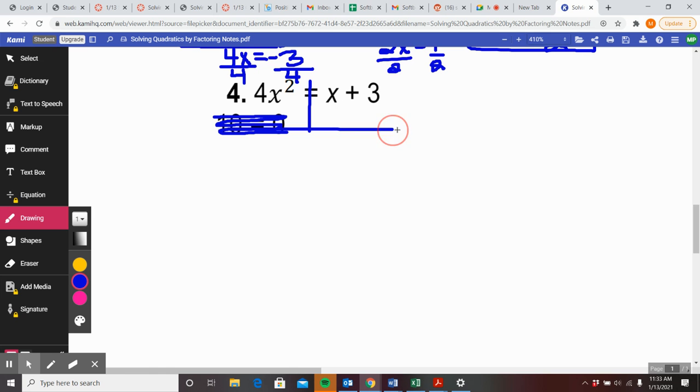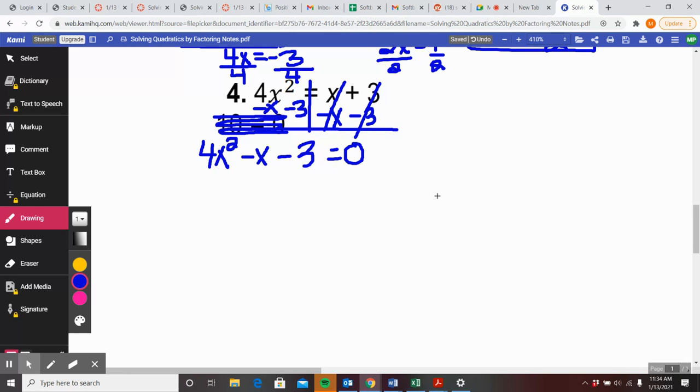So how do you move that? If this is a positive, what do you do? Subtract, and I'm going to write it above it. I subtract x over here. Okay? And then if I need to move this 3, what do I do? If it's positive, I've got to subtract, right? So now there's nothing over here. This side is now equal to 0. And I just write these in order. 4x squared minus x minus 3.